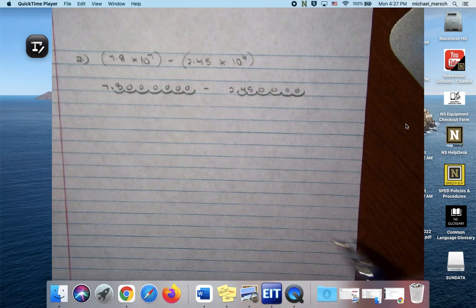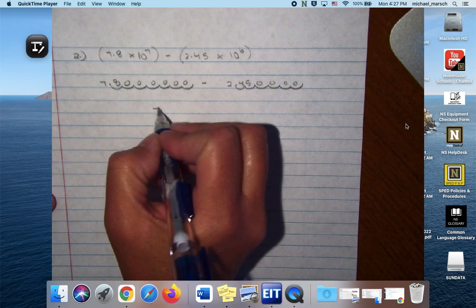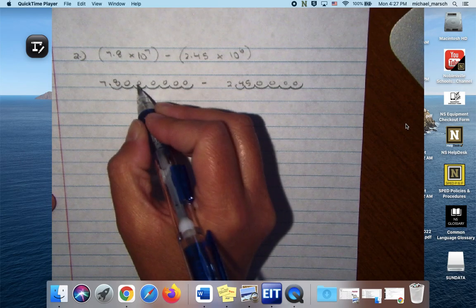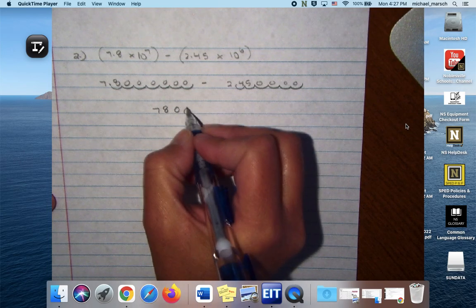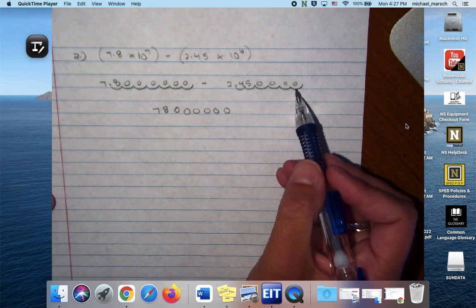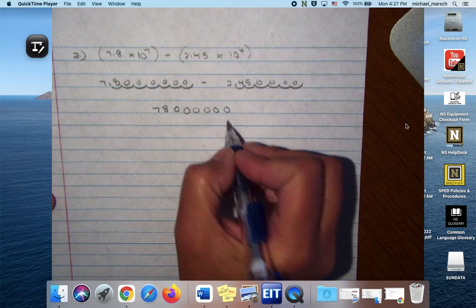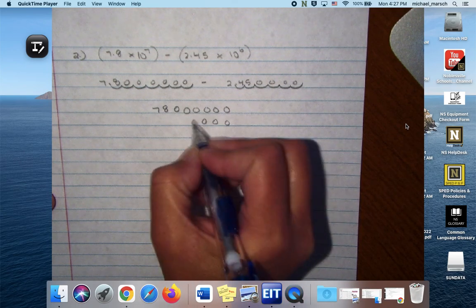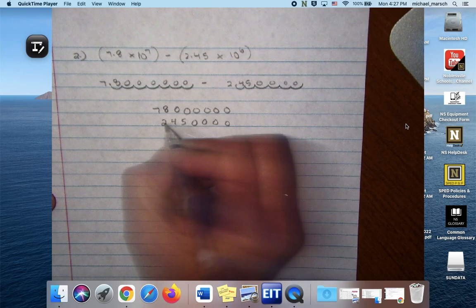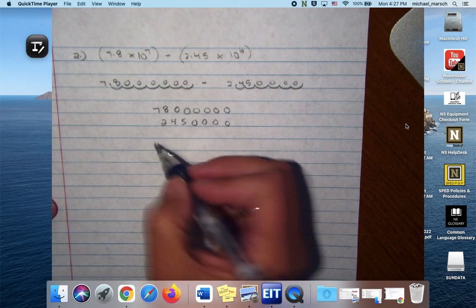This is where it gets a little crazy because I have to make sure I line up my place values, right? So I've got the 7, 8, 0. So I'm going to have 6 total zeros. And then what I'm going to do is I'm going to start with my zeros from this side. I have 4 zeros. And then I have my 5, my 4, and my 2. So that way I make sure that they line up all the place values.